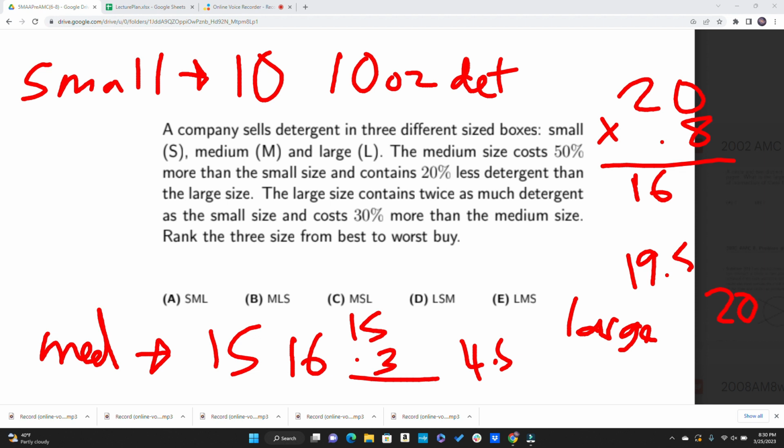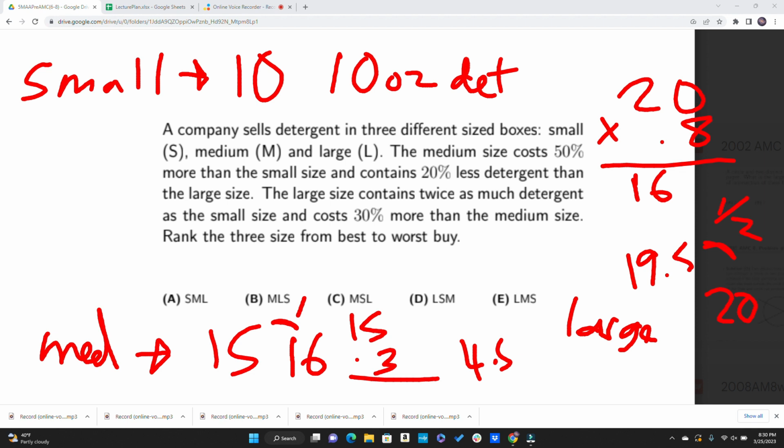So let's look at what's the best deal. The small one, it costs the same amount as it has detergent. The medium one, there's more detergent than the cost. And the large one, there's also more detergent than the cost, but they're pretty close. So this is a difference of 1/2. This is a difference of 1. So the medium one has more detergent per cost than the large one does.